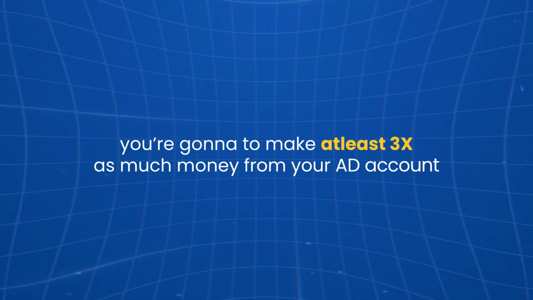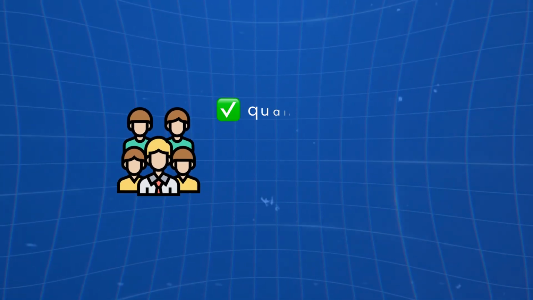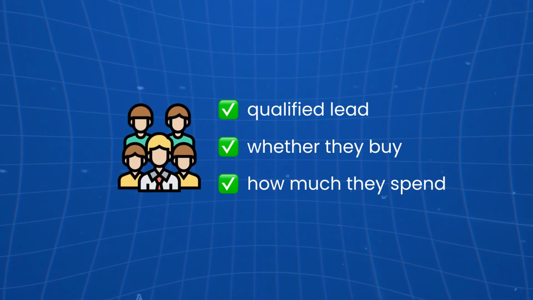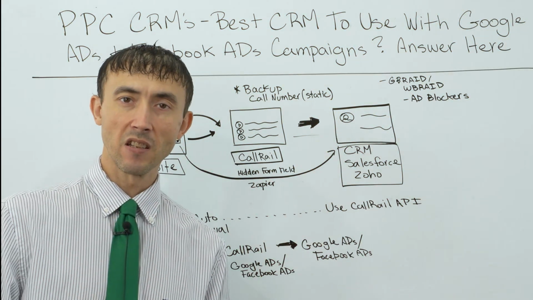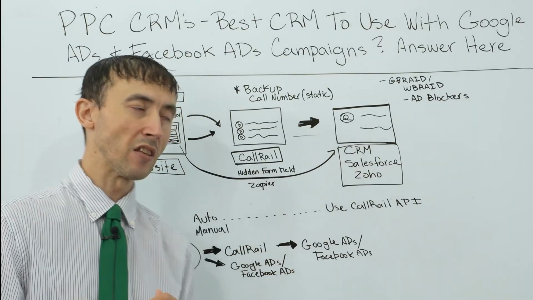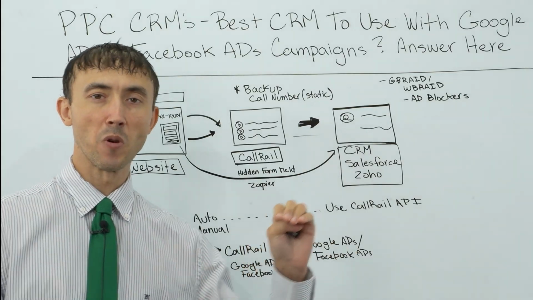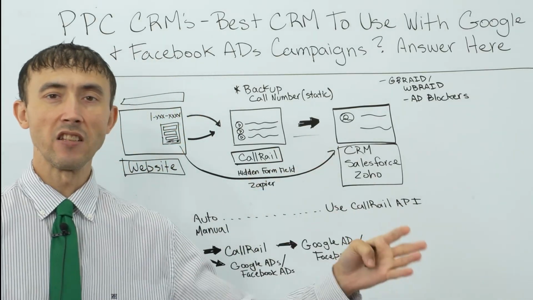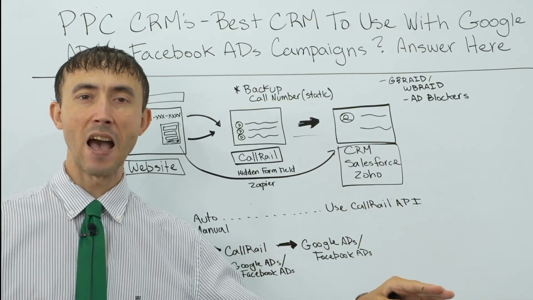You're going to make at least 3 times as much money from your ad account by tracking whether the leads you got are qualified, whether they buy and how much they spend, or scoring the leads if they don't typically close right away because it's a long sales cycle, and predicted deal size. For different niches, I would track different things. But you'll make easily 3 times as much money optimizing for profit, or at least higher quality leads, than just leads in general, because the cheapest leads are never the best leads. Statistically, it never is that way.